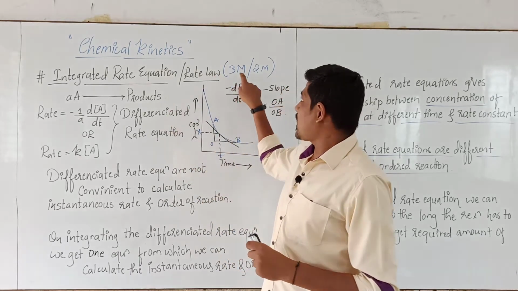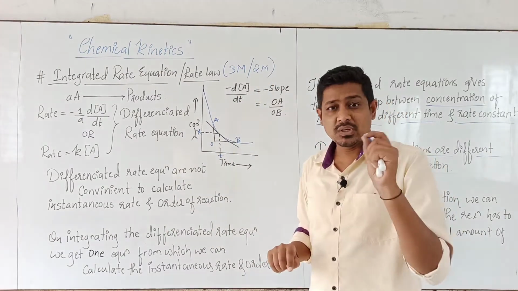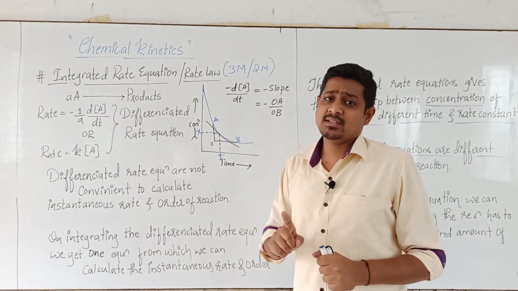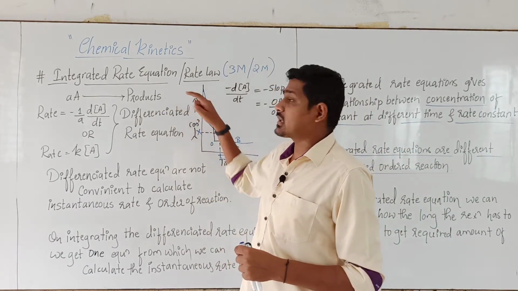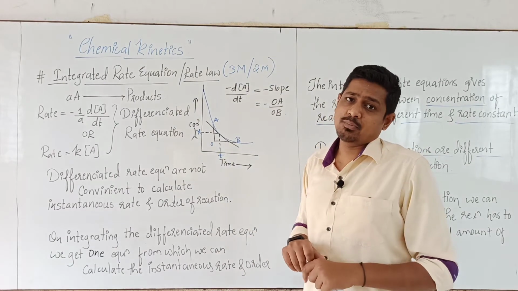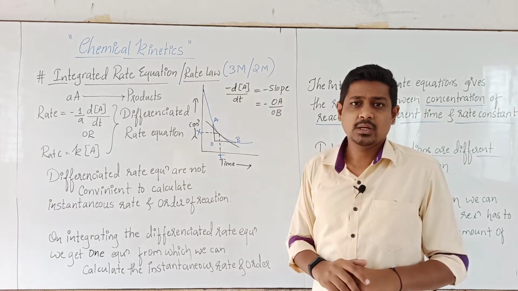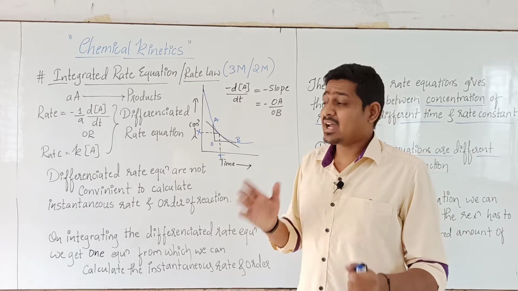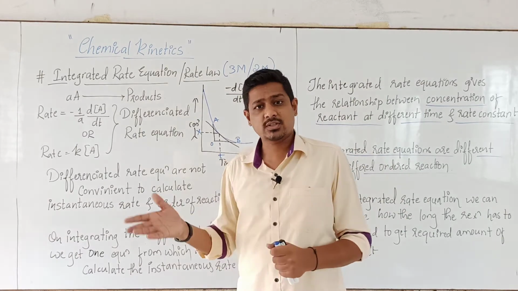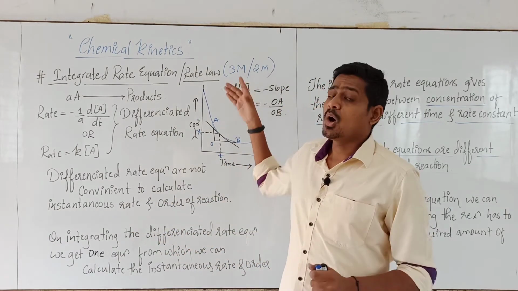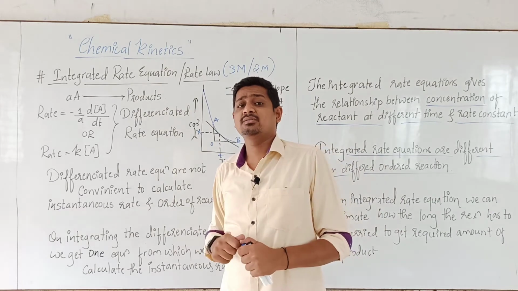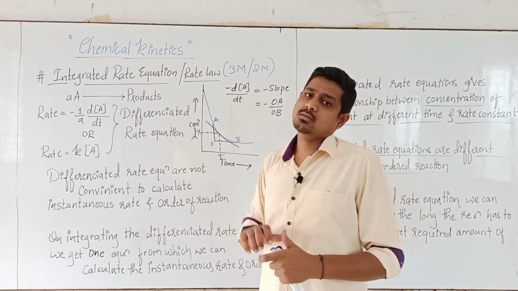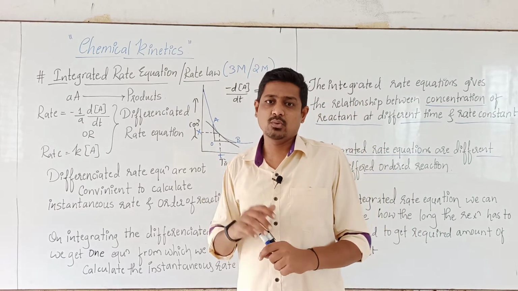Here in brackets I have written 3 marks or 2 marks. So please remember that in the board examination, there will definitely be a question from this integrated rate equation for 2 marks or 3 marks: derive the integrated rate equation for first order, which will be for 3 marks, or derive the integrated rate equation for zero order, which will be for 2 marks. Now let us derive those equations one by one.